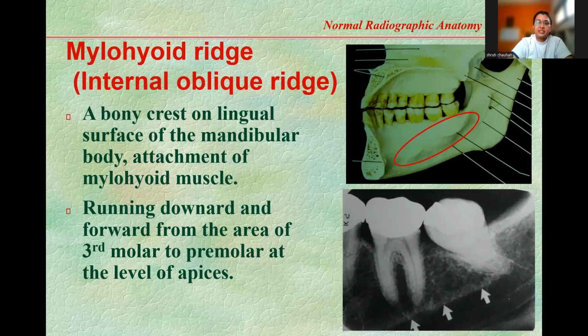We have an external oblique and an internal oblique ridge. So it is a bony crest on the lingual surface of the mandibular body, which is the attachment for the mylohyoid muscle. It runs downward and forward from the area of the third molar to the premolar at the level of the apices. So it starts from the alveolar crest at the level of the third molar, and from there it will run forward and downward. Two key terms you have to remember: it runs forward and downward, till the premolars.